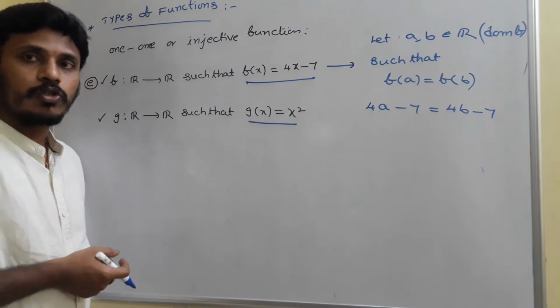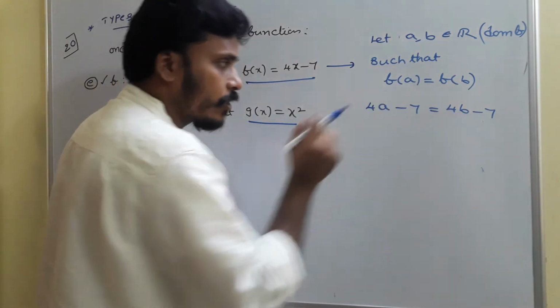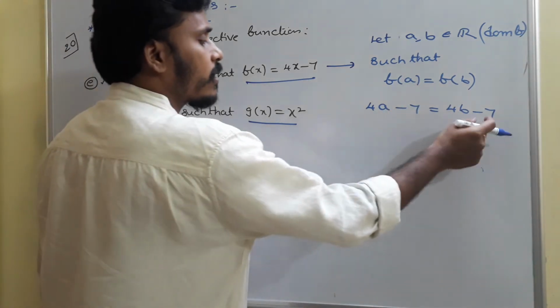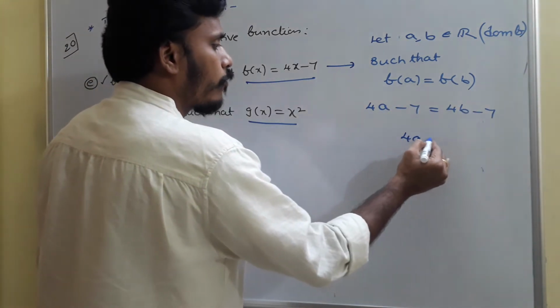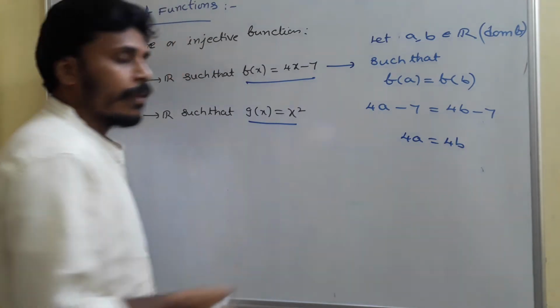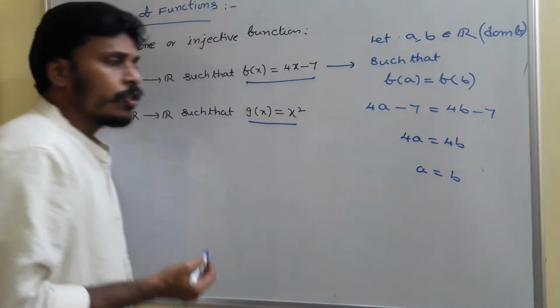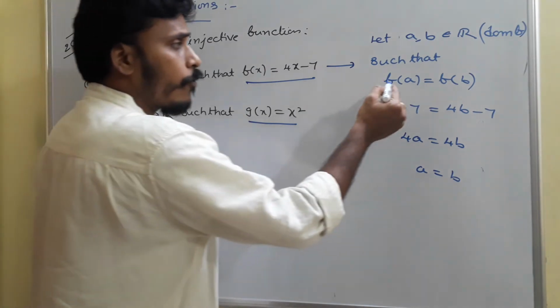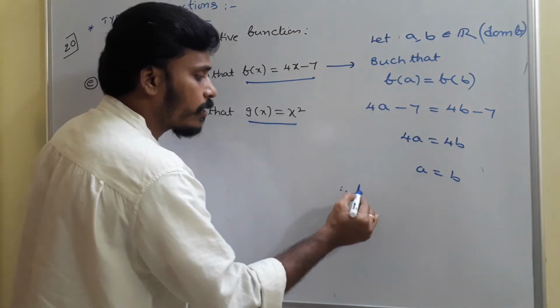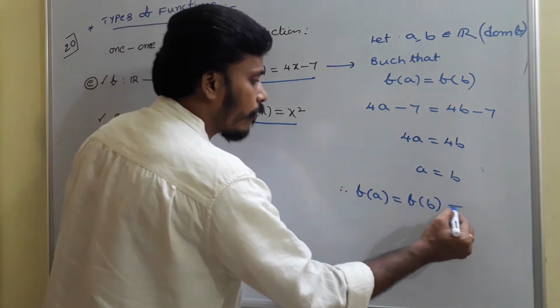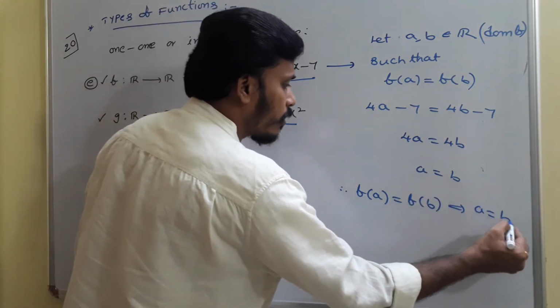f of a is equals to f of b. 4a minus 7 is equals to 4b minus 7. Then proceed in a mathematical way. Minus 7 and minus 7 get cancelled. 4a is equals to 4b. And then 4 also gets cancelled. You are left with a is equals to b. So it is very clear: f of a is equals to f of b implies a is equals to b.